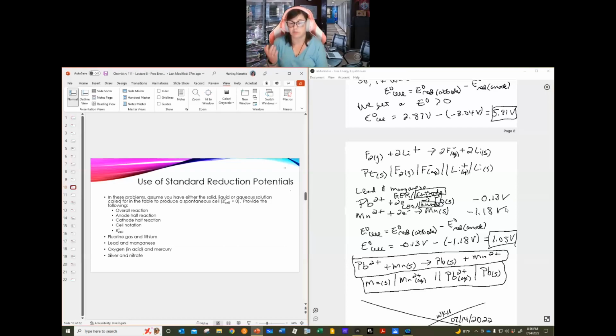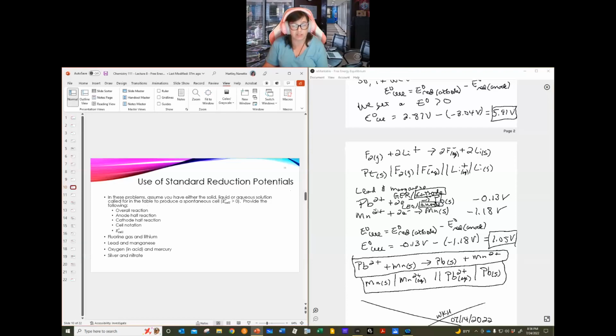I know that if I want this to be a spontaneous reaction, I'm going to need my E to be greater than 0. So I'm going to reverse the Mn. I'm going to go from Mn solid to Mn2 plus plus 2 electrons. That means that my E naught cell equals the E naught for reduction for the cathode.